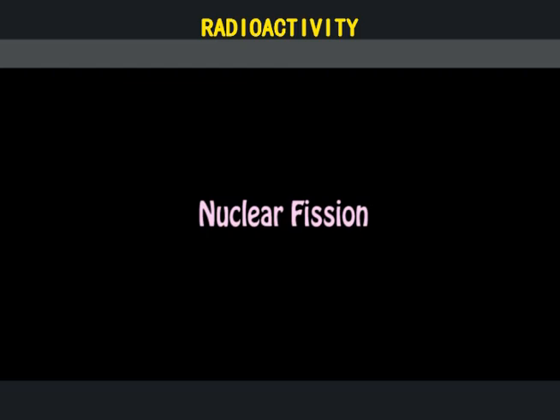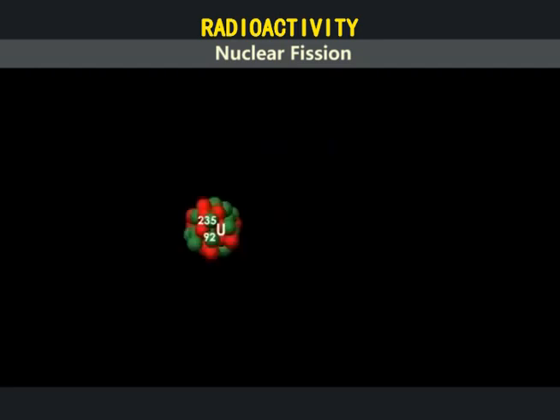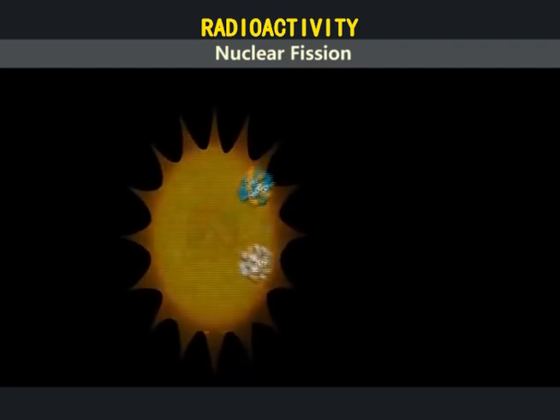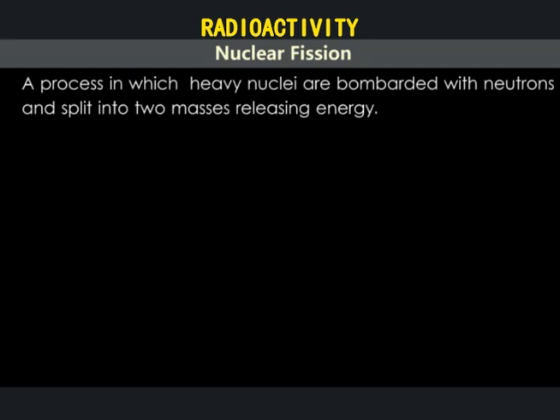Nuclear fission. In 1939, a German scientist, Otto Hahn, discovered that breaking up the nucleus of uranium-235 into two parts emits 200 million times the energy of the neutron which triggered it. A process in which heavy nuclei are bombarded with neutrons and split into two equal masses, releasing an enormous amount of energy, is called nuclear fission.